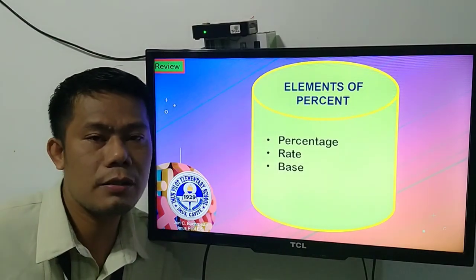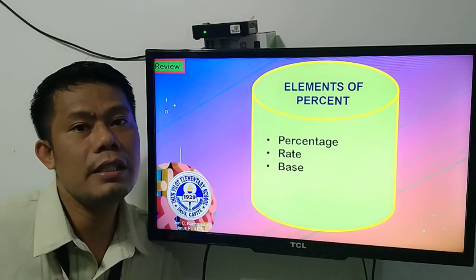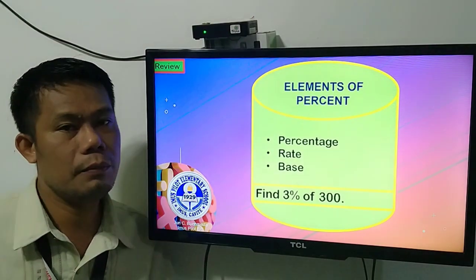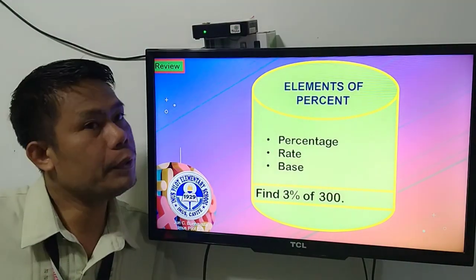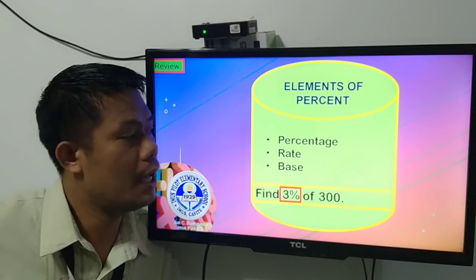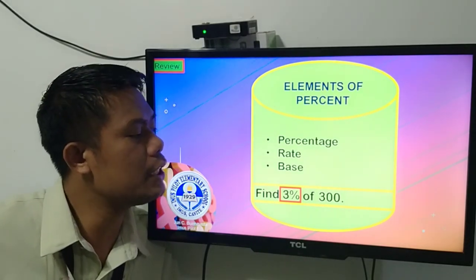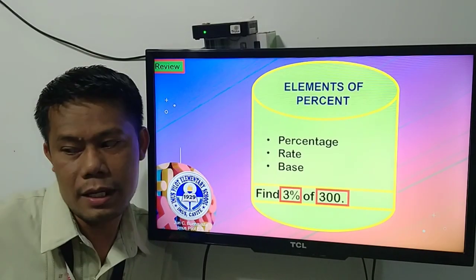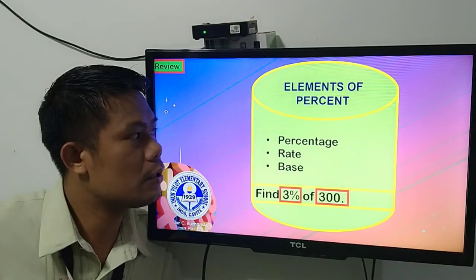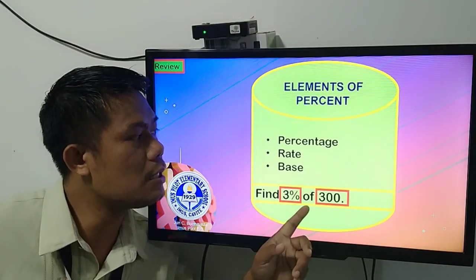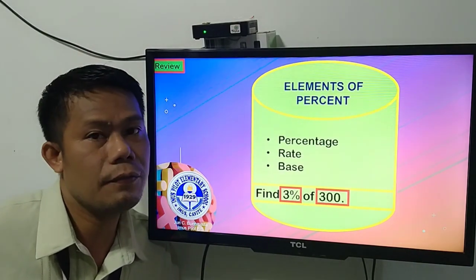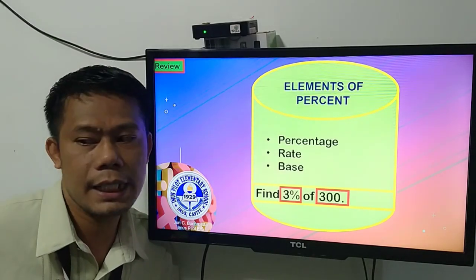And then, we can also identify the elements of percent in a given problem. Let's say, for example, this one: find 3% of 300. So, 3%, what element? Okay, that is the rate. And then we have "of" 300, which is the base. So that is how to identify the elements of percent. The missing element here in our statement is the percentage. So the percentage is the answer to asking find 3% of 300.